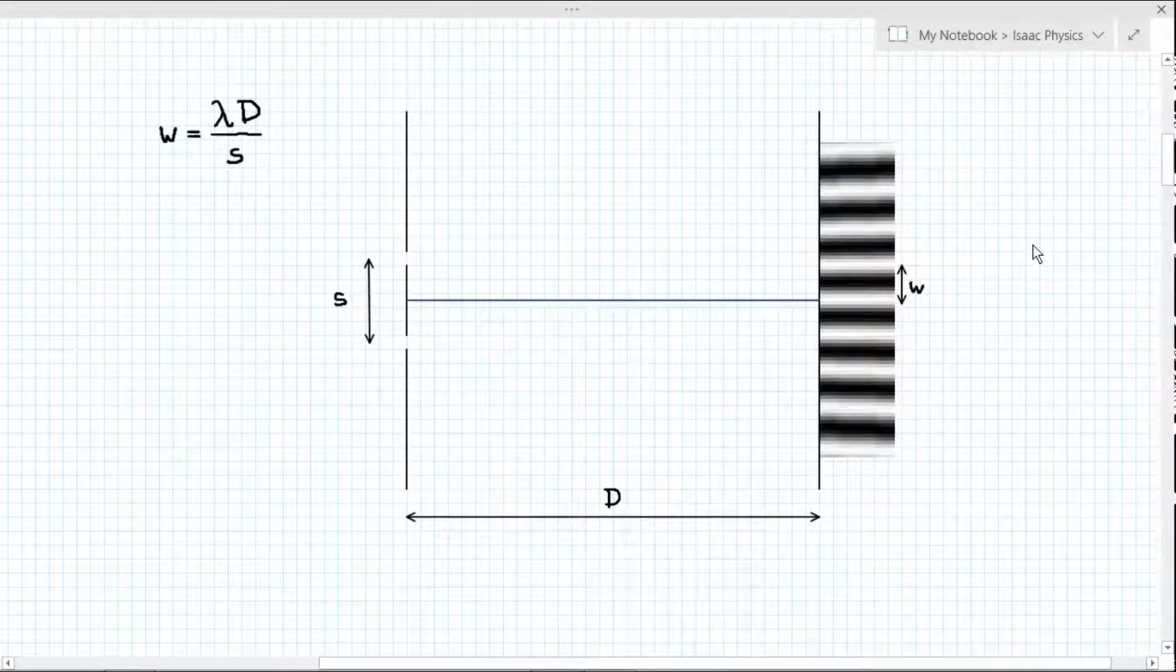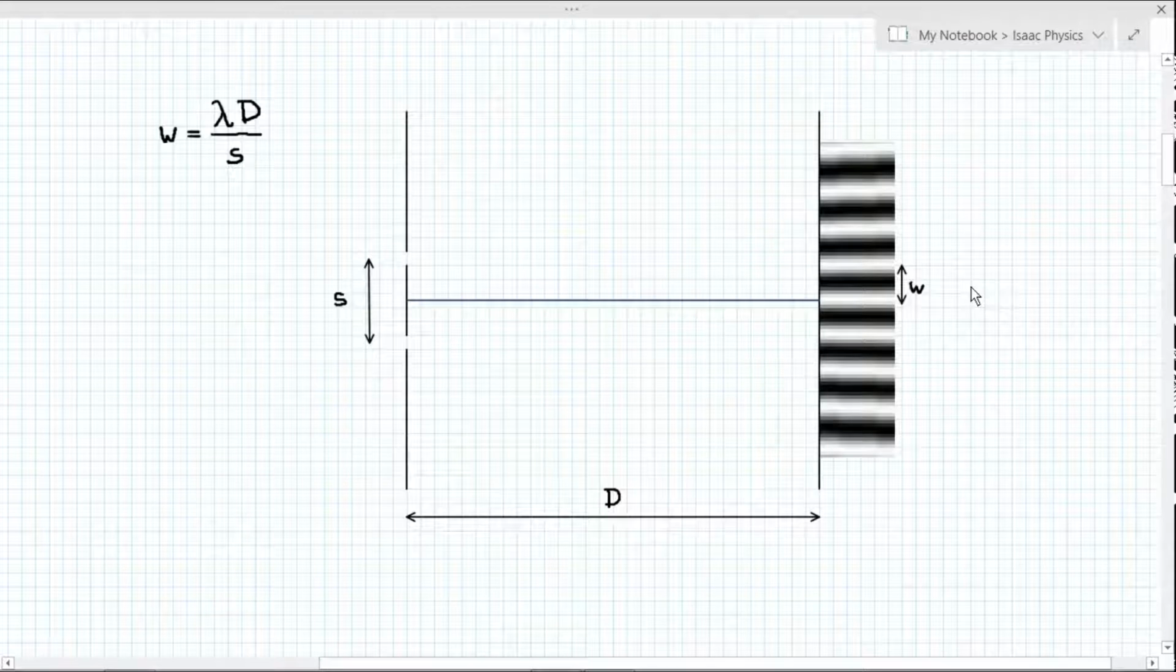So here we have a diagram of the first equation for Young's slits, and you can see on the left hand side the two slits are separated by a distance s measured from the centre of the slits. The fringe pattern observed at some screen on the right hand side is shown here as light and dark fringes. W is measured as the distance between the centres of two light fringes, which is the same as the distance between the centres of two dark fringes.